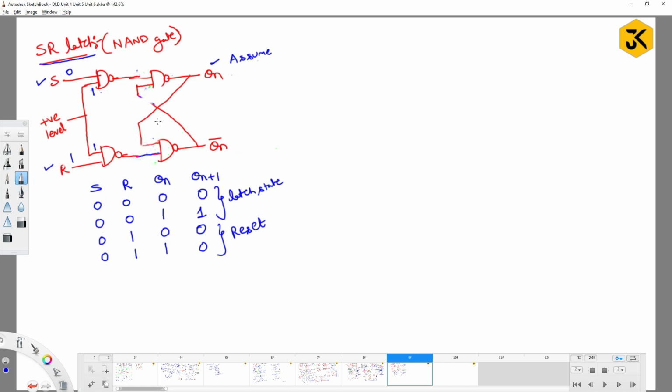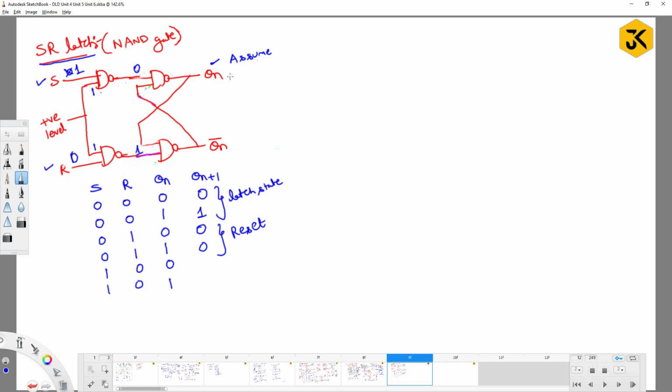So I am going to simply redraw this one. Right now, I am assuming that S is 1, R is 0. What might be the present states? It may be a 0 or it may be a 1. So here now it will be 1 and this will be 0. When 1 and 1, your output will be 0 for the NAND gate. When 0 and 1, output will be 1 for the NAND gate.